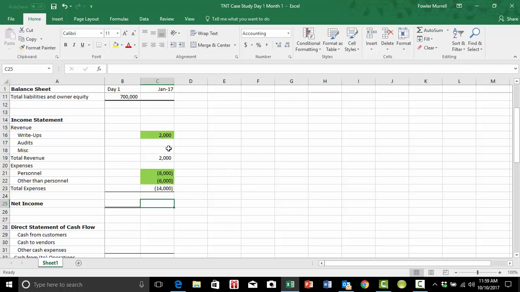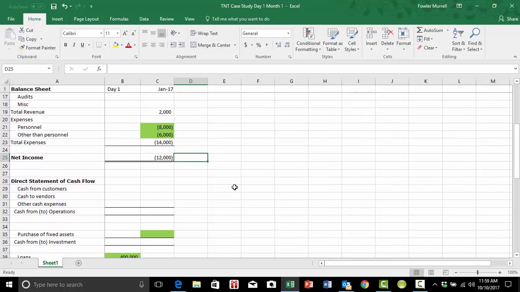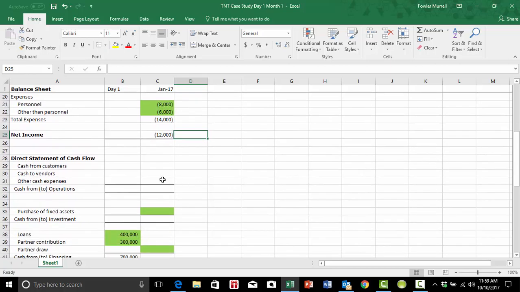Net income now. How do we get net income? Well, net income is revenue less expenses. So this plus, because it's already a negative, that, minus 12,000. Look familiar? This is what we got when we set up our Peachtree company. Right? So this is our income statement. The income statement is first. Next item that we need to prepare would be the direct statement of cash flow.